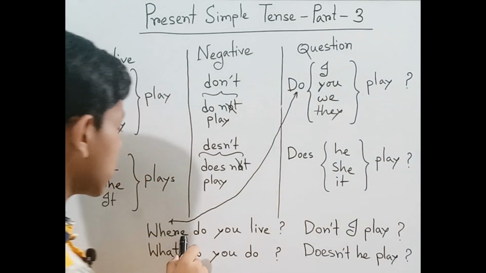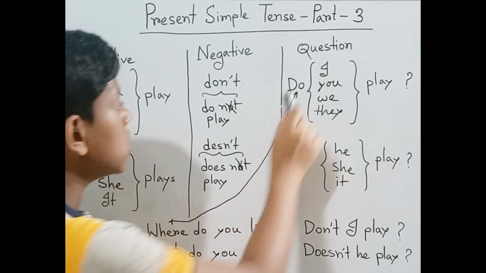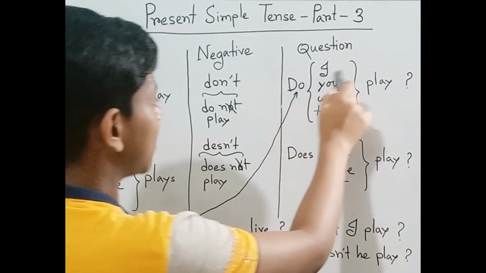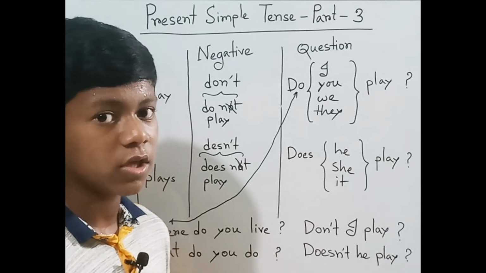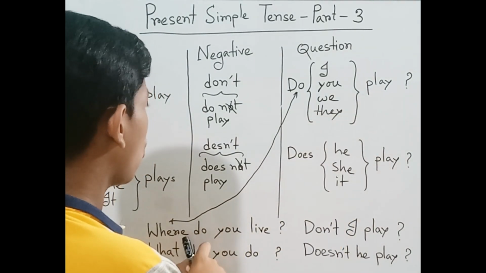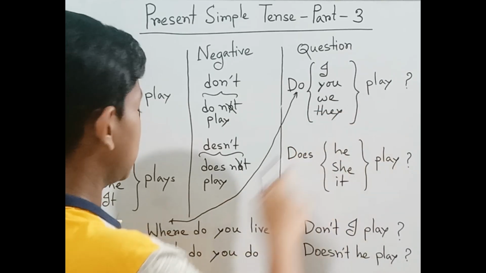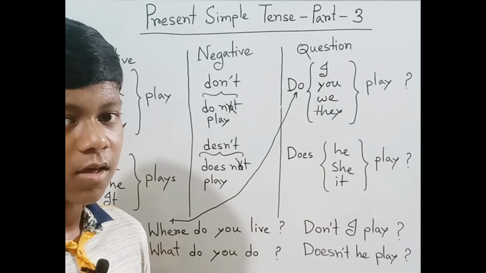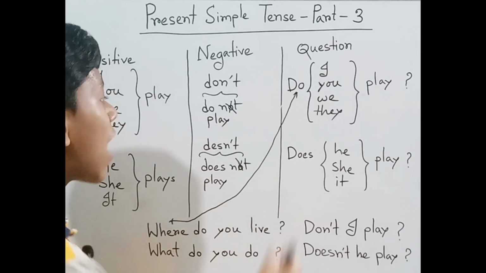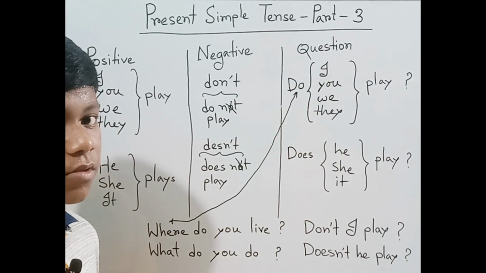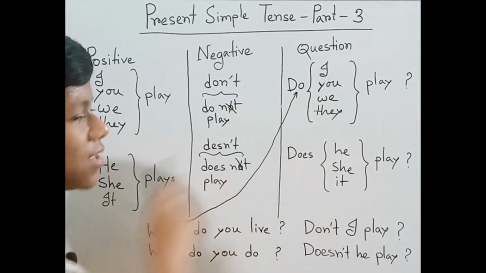So here we can see where do I play? Where do I play? You can say it by where. Where do you play? Where do we play? Where do they play? You can say, no problem. So I have indicated this sign to help you understand. But if you want to say, you can also say with does.